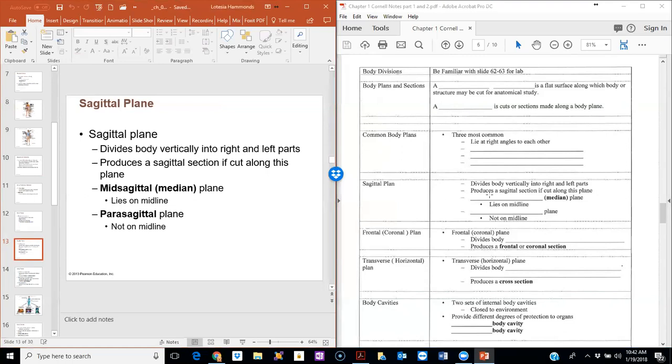In your first blank, mid-sagittal is another way that you can refer to it. That means that it lies on the midline or right in the middle. Parasagittal goes here, and parasagittal is not on the midline. Let me see if I can.